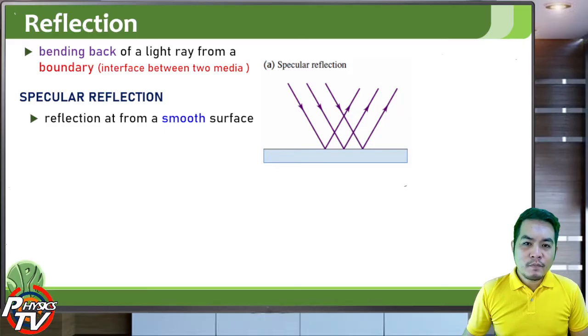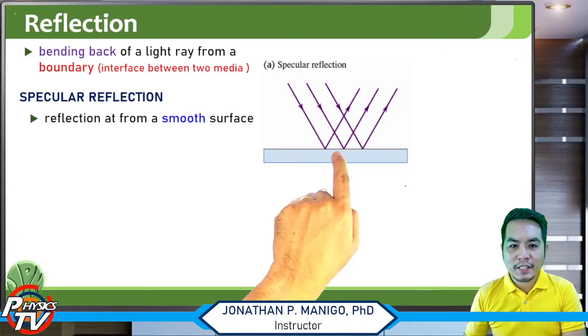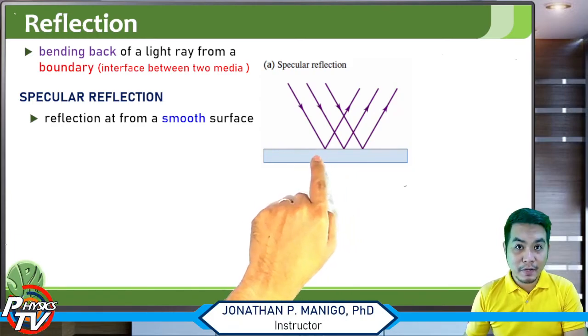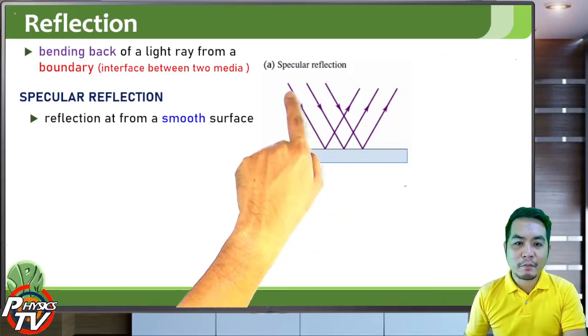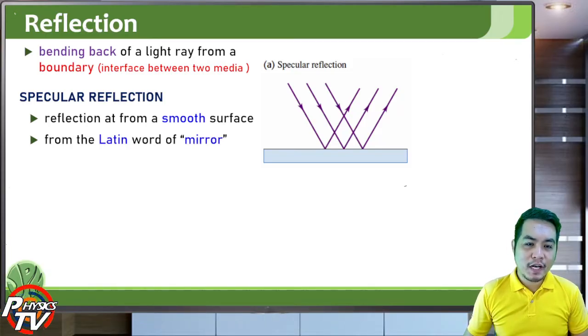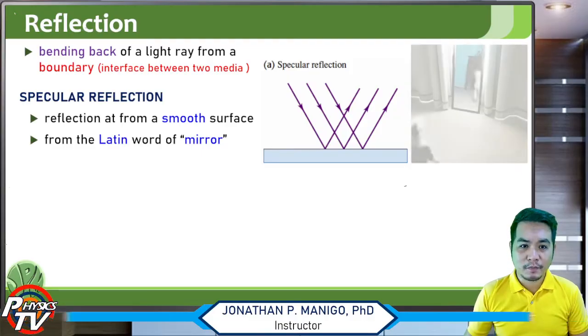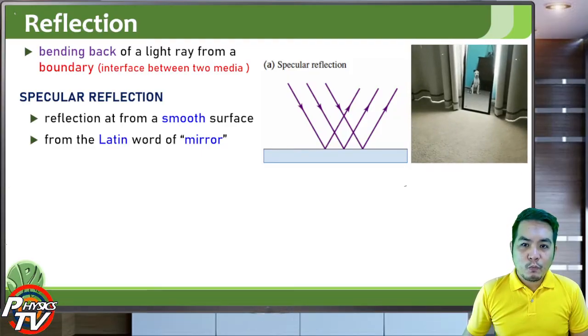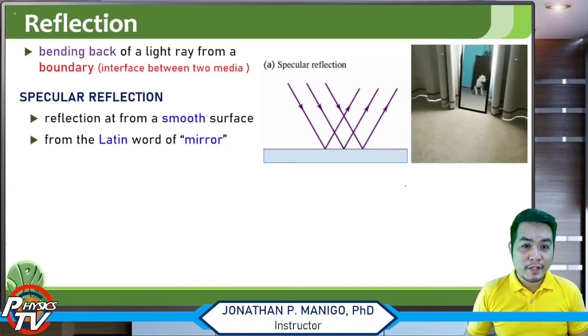Basically, light bends back from the boundary. This is the boundary in this region here. This is glass here, the mirror, and this is air here. So light bends back from the boundary in reflection in general. The word specular is actually from a Latin word for mirror. Basically, a mirror reflection, a specular reflection. So when you see yourself in a mirror, you see a specular reflection.